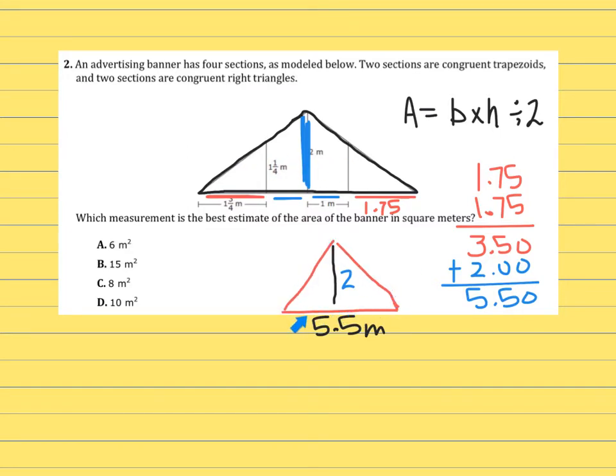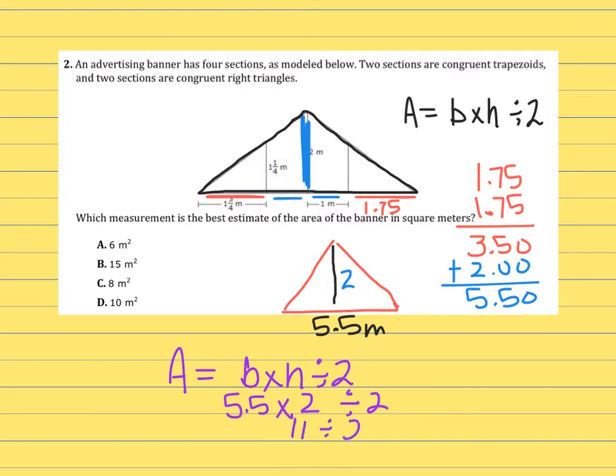Okay, the base is 5.5, the height is 2. Now all I need to do is multiply that and then divide by 2. So area of the whole banner, base times height, divide by 2. When I substitute those numbers out, the base is 5.5, the height is 2, and then I'm going to divide my answer by 2. So really, those kind of cancel each other out, honestly. 5.5 times 2 is 11, and then 11 divided by 2 just takes you back out to 5.5. And the question says which one is the best estimate? So the answer closest to 5.5 would be 6.